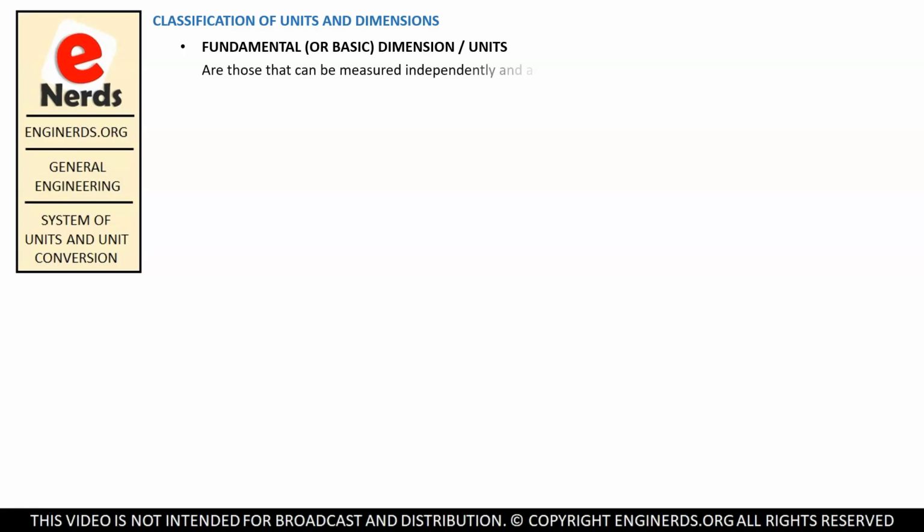But first, let us talk about classification of units and dimensions. First, we have the fundamental or basic dimensions or units. So these are those that can be measured independently and are sufficient to describe essential physical quantities. So this is a standalone unit, no? Halimbawa, yung meter in terms of length or yung kilogram in terms of weight. So it is very independent, no? When you measure, you are immediately referring to one particular physical quantity.